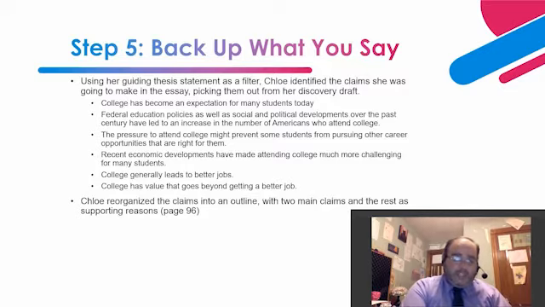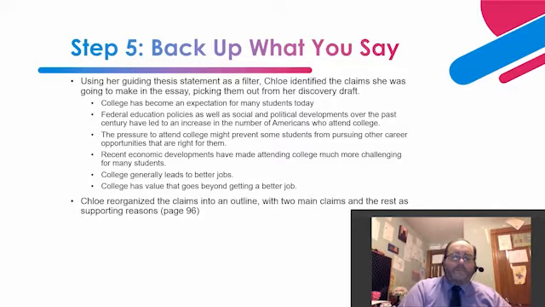So the main claims that she chose are: college has become an expectation for many students in the U.S., and college is worthwhile in several different ways. Okay? So then as far as her subclaims, they're kind of here already. If you look at "college has become an expectation for many students today," she is using that as a main claim. The next 3 on this list you see here, those are the subclaims for that main claim.